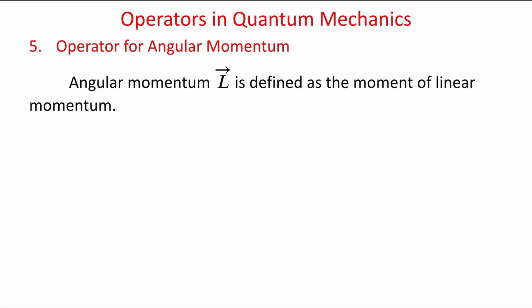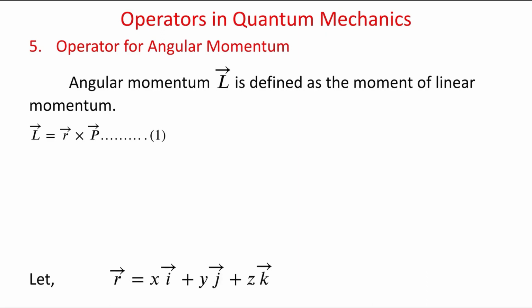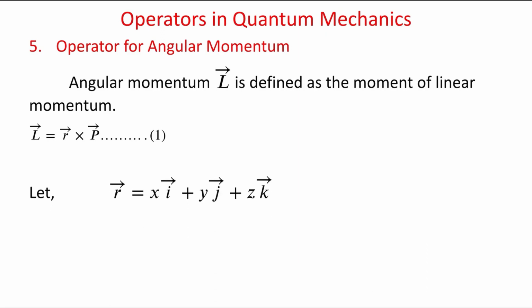So next we will see the operator for angular momentum. Angular momentum is denoted by L with an arrow on the top, that is, it is a vector quantity, and angular momentum is defined as the moment of linear momentum. Therefore, L is equal to R cross P. This is equation 1. The equation L is equal to R cross P is the moment of linear momentum, and it gives the angular momentum.